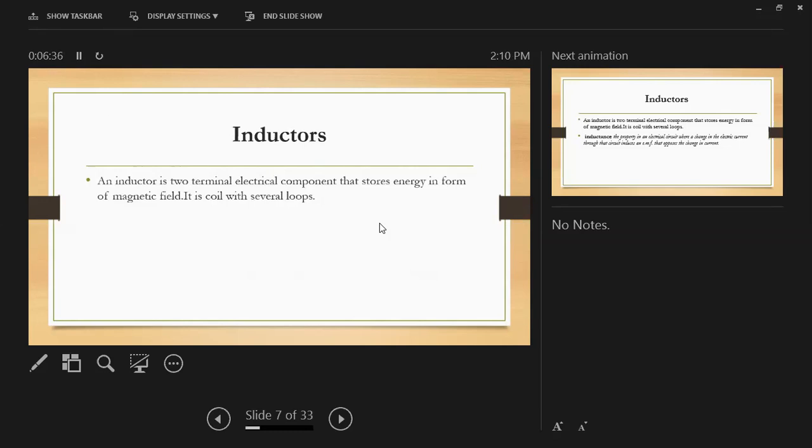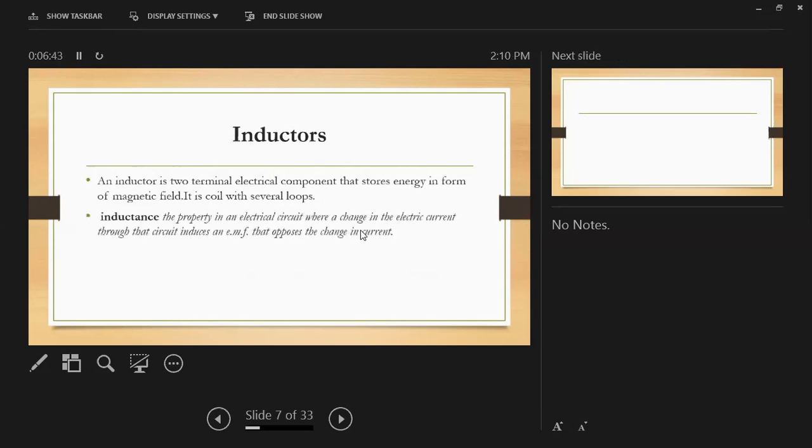On the other hand, we have inductance. What does inductance mean? Inductance is the property in an electrical circuit where a change in the electric current through that circuit induces an EMF that opposes the change in current. Basically, inductance uses Lenz's law for this phenomenon.